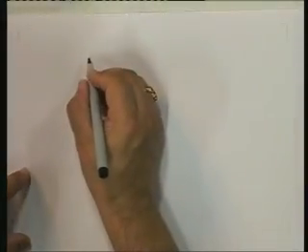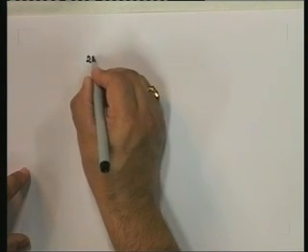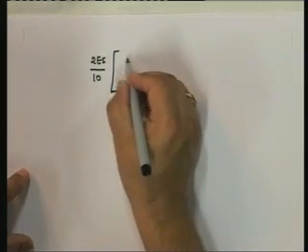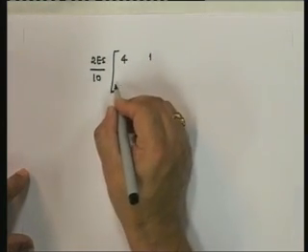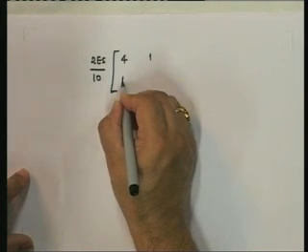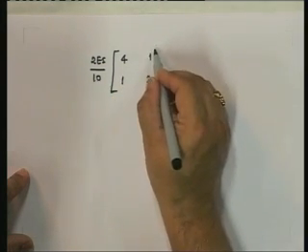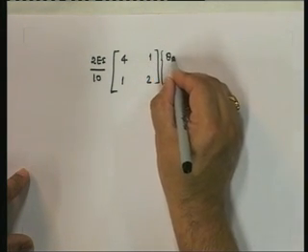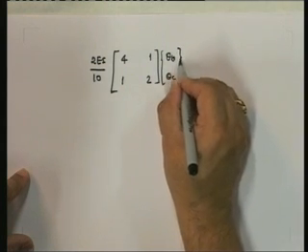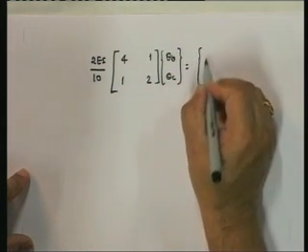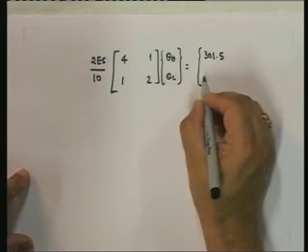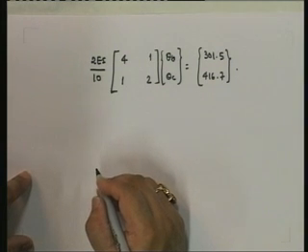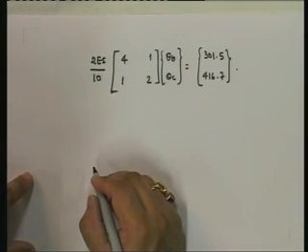So I'm going to put 2EI upon 10 outside. So inside what I have is [4, 1; 1, 2] into [θB, θC] is equal to [301, 416]. Okay, so then what do I get?